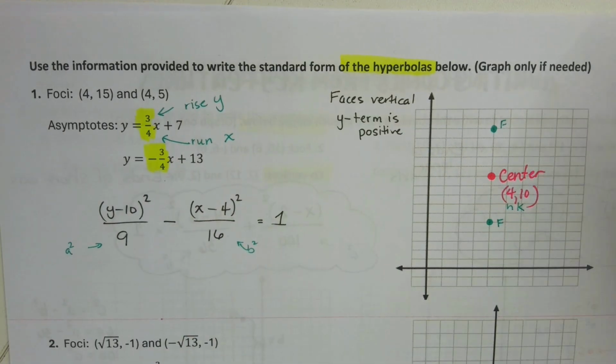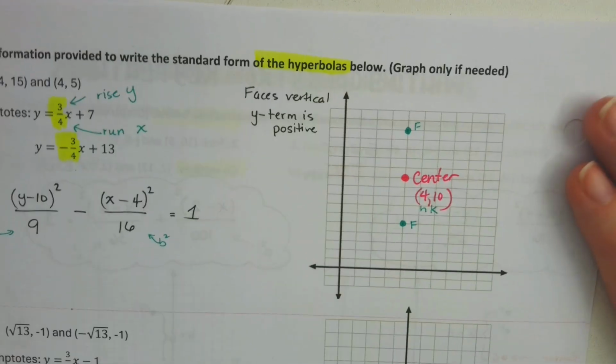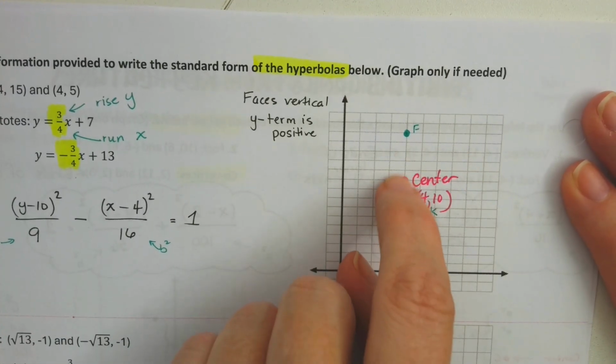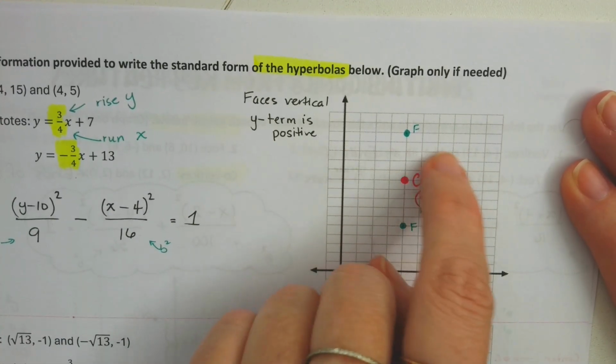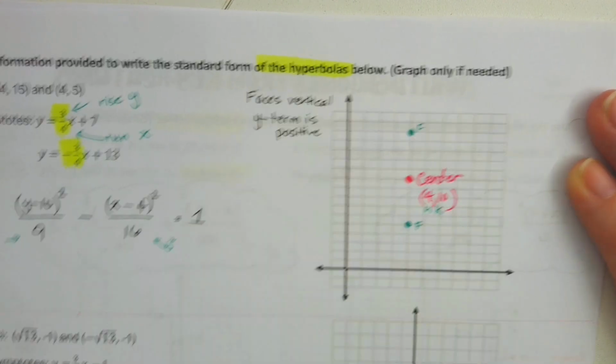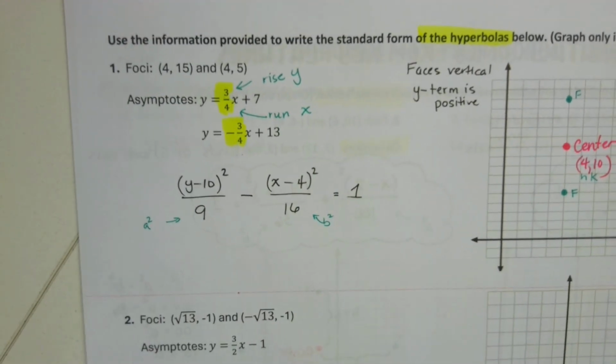Again, if you wanted to finish graphing it, you could use those numbers and count, 3 up and 4 over. You would use the negative slope on the other side, and eventually you would get that little center box that we draw for hyperbolas. But it didn't care about that. It just cared about the equation.